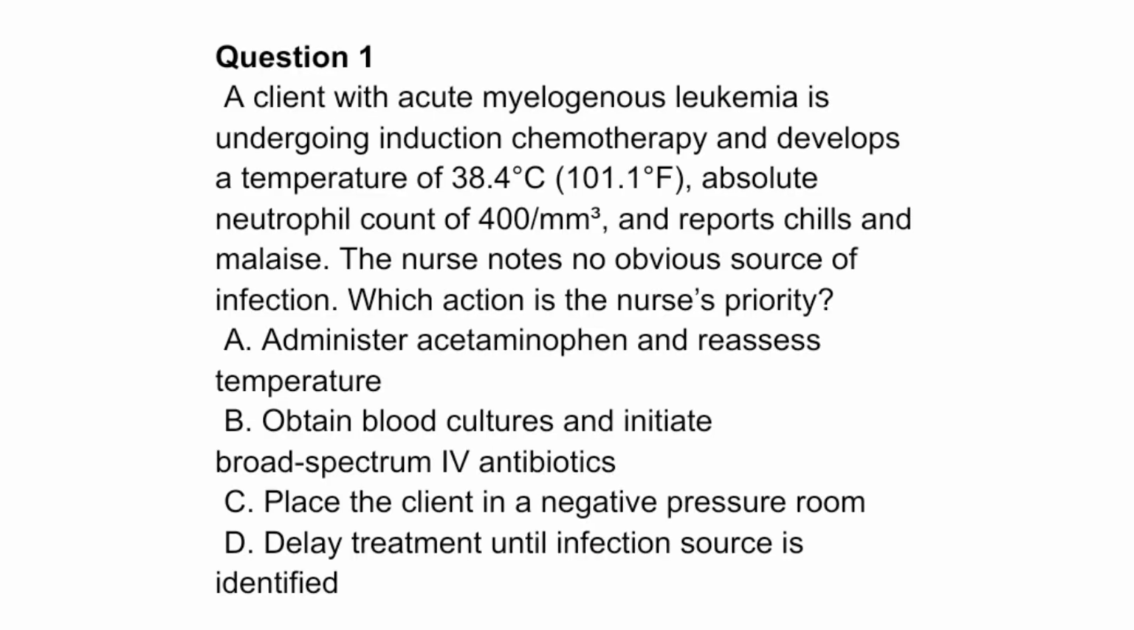Question 1. A client with acute myelogenous leukemia is undergoing induction chemotherapy and develops a temperature of 38.4 degrees Celsius, 101.1 degrees Fahrenheit, absolute neutrophil count of 400 per cubic millimeter, and reports chills and malaise. The nurse notes no obvious source of infection. Which action is the nurse's priority?